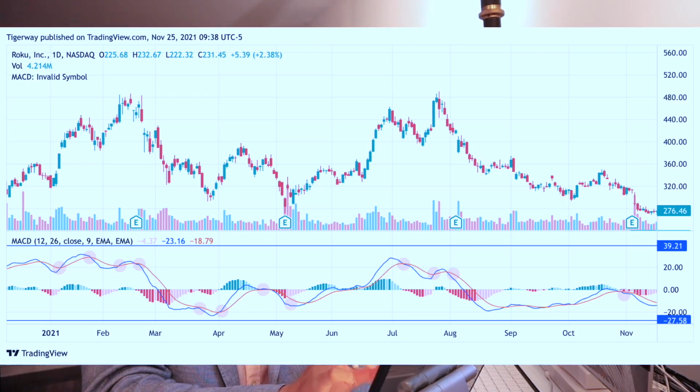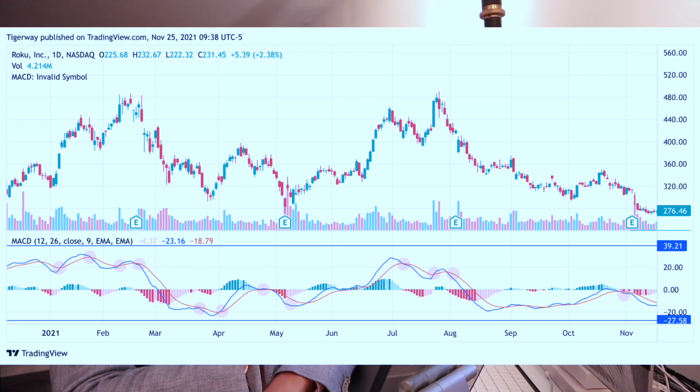Now for the MACD application. With the stock as volatile as Roku, you can see that there have been numerous crossovers throughout 2021. Trading with so many signals would be exhausting for investors, so it's best to combine technical analysis with fundamental analysis here as well to know that your signal is right.